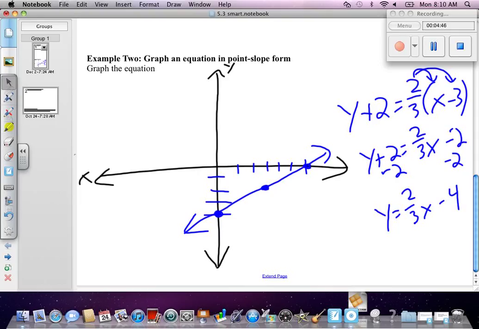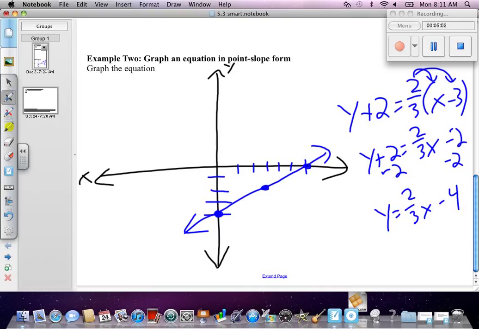Y equals 2/3 x minus 4. Now, this way I don't really like because people mess it up, but I'm going to show you. If you are worried you're going to mess it up, don't write it down. This is just the other way.